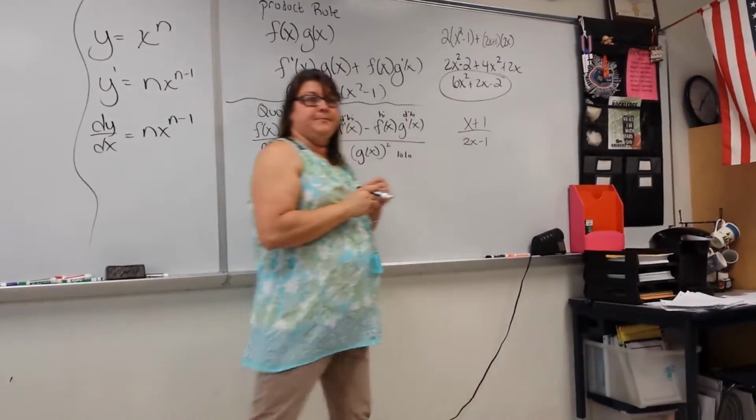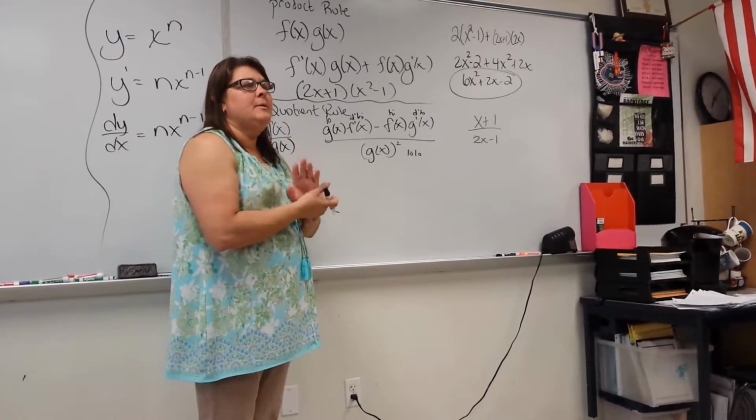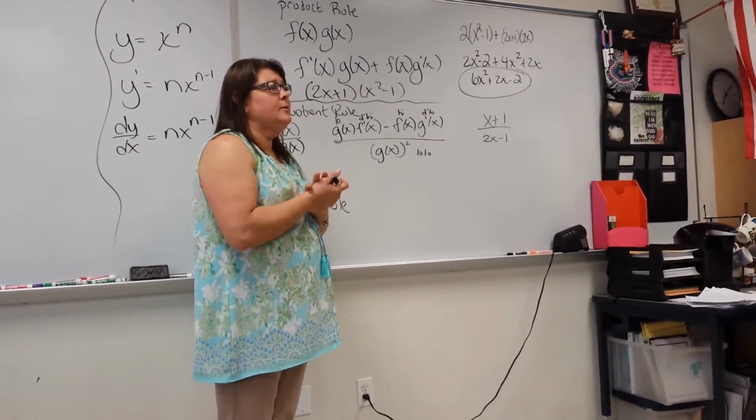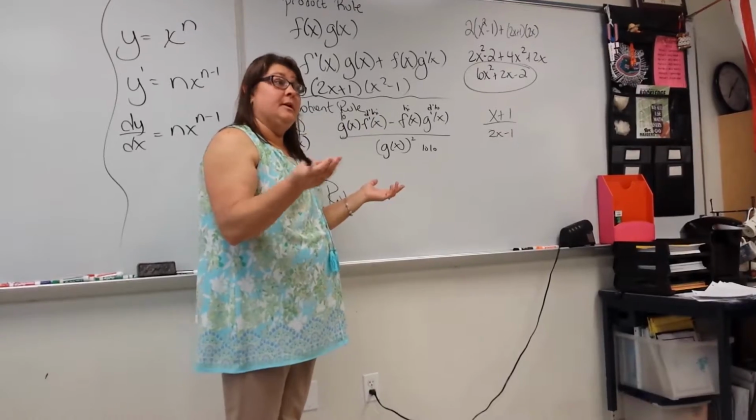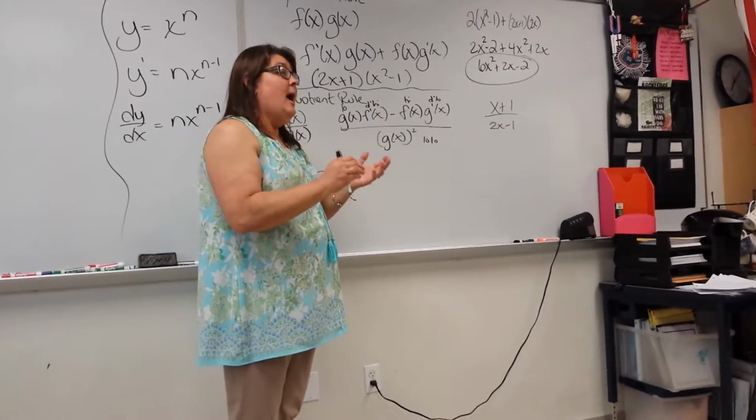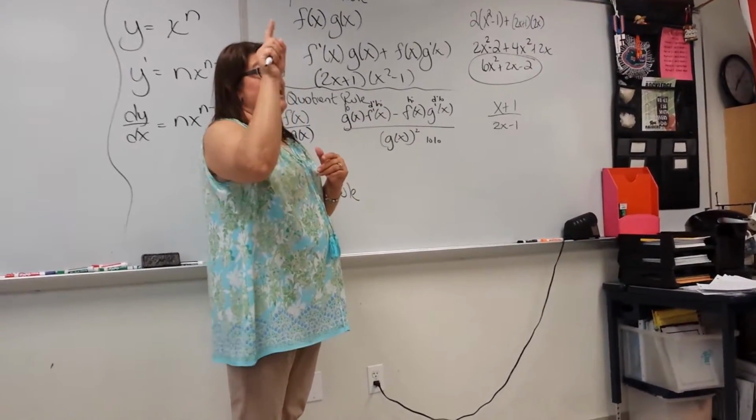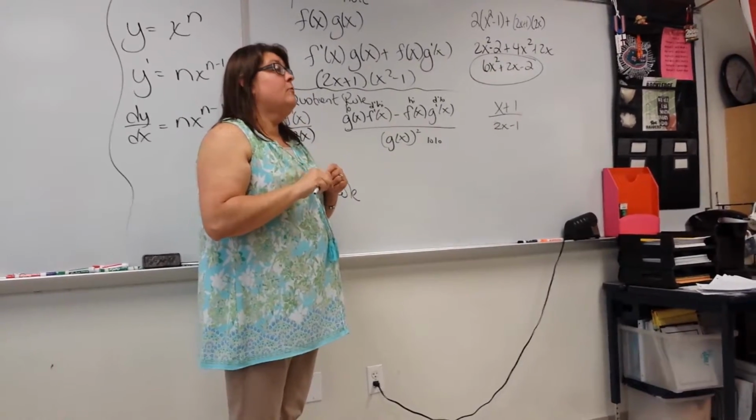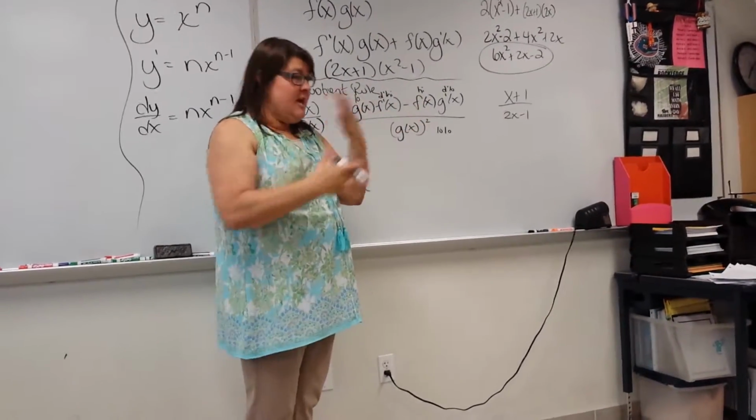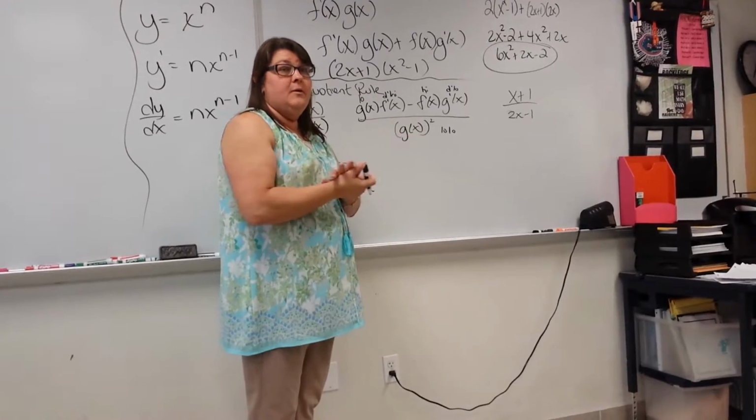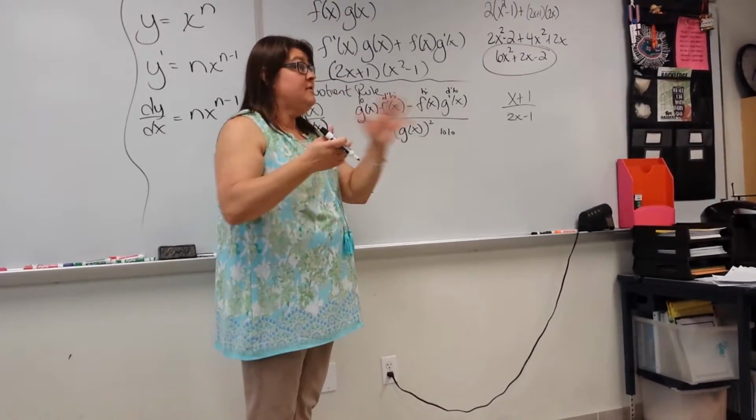Even then, couldn't you just pull the x up to the top? How would it look? It would be x plus 1 times 2x minus 1 to the negative 1. And then you just do the product rule with the chain rule intertwined. Either one will get you the same spot.